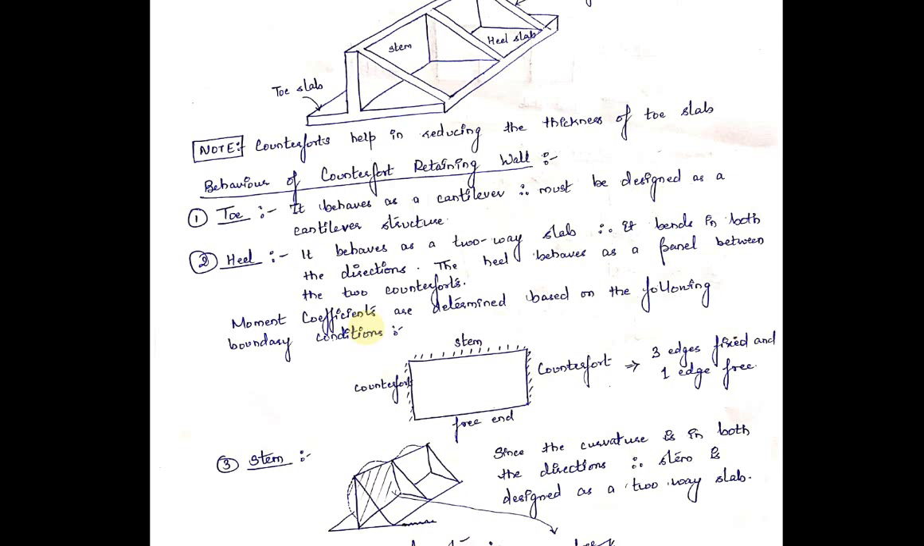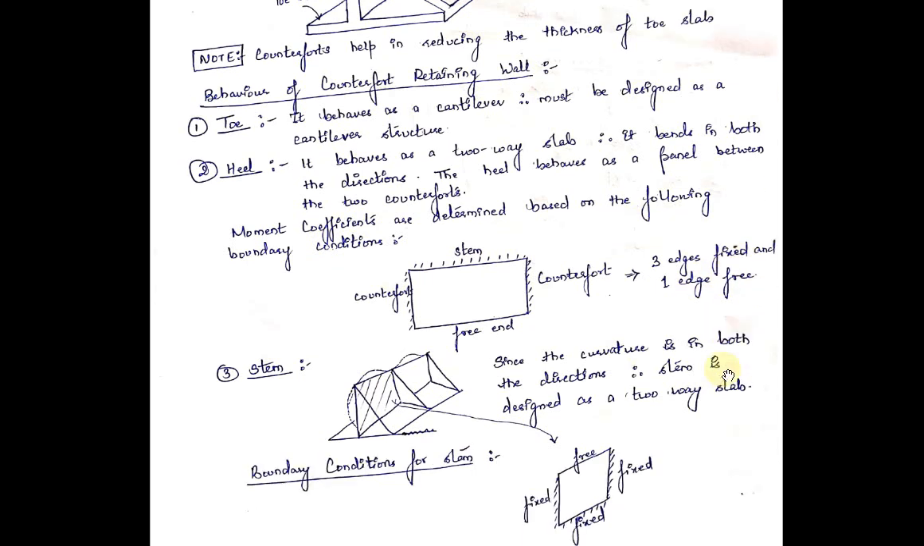So when we find the moment coefficients of the heel slab, we will use this condition: three edges fixed and one edge free. If you see this part of the heel slab, on two sides there are two counterforts, and on one side there is a stem. The fourth side is free. So any part of the heel slab is fixed on three edges, but it is free at the fourth edge. So when we derive the moment coefficients, we use the following condition: three edges fixed and one edge free.